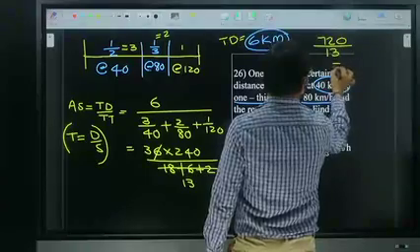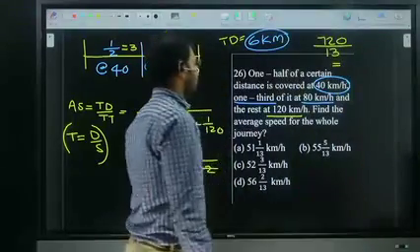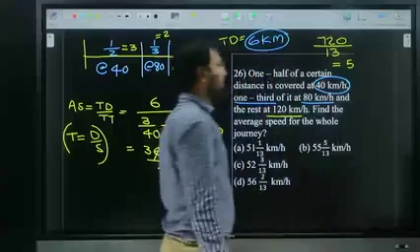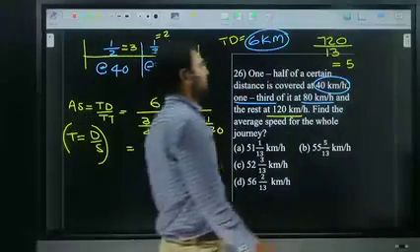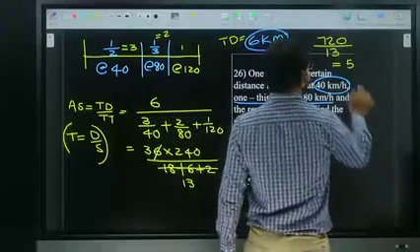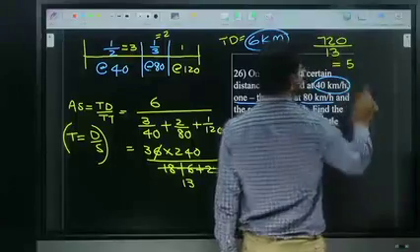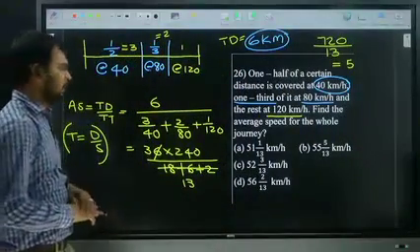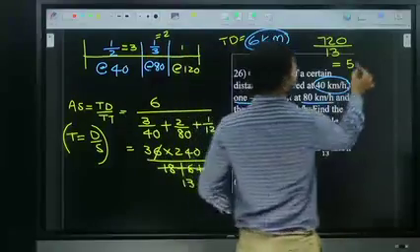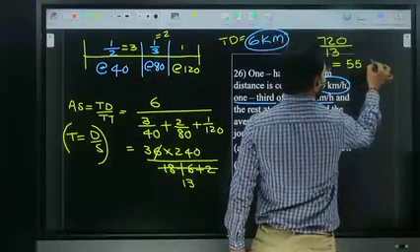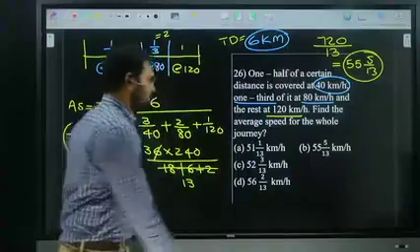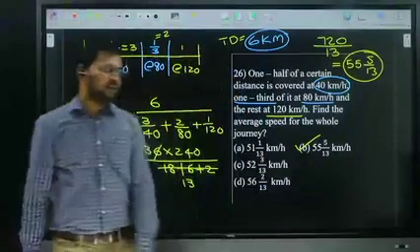So 13, how many times? 13 5s are 65. Remainder is 70. Again 13 5s are 65. Remainder is 5. 5 by 13. Your option is what? 5 by 13. So your option is B.